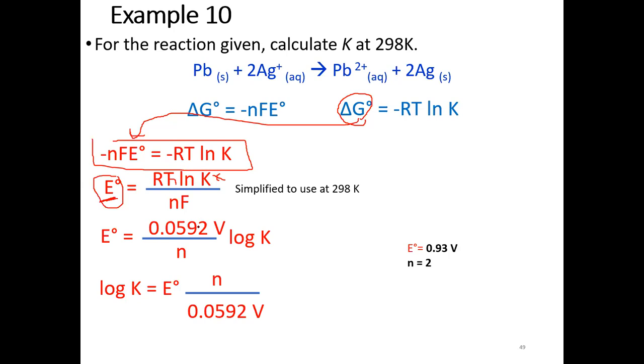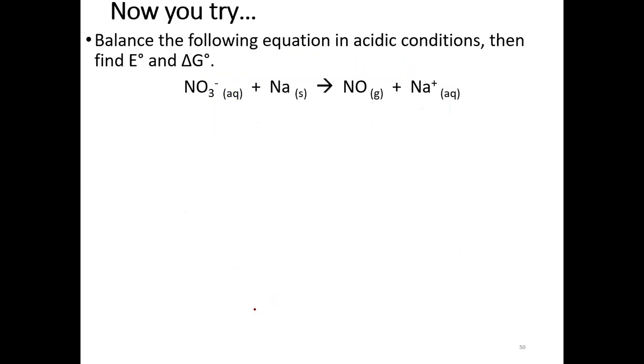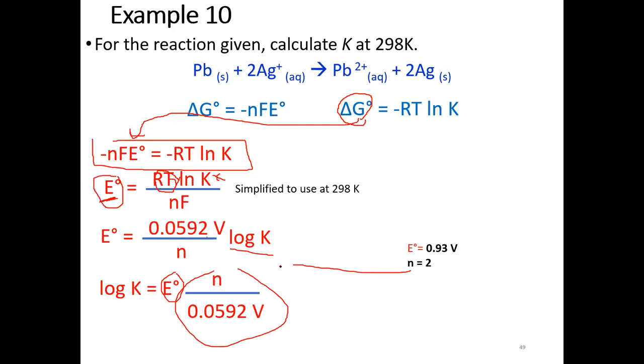And then eventually you're going to get this number 0.0592 over n. Okay, and then you're going to take this log k and bring this stuff on the side, so that's going to go upside down, and then log k is equal to this E value times n over 0.0592 volts. So your n is 2, that you're going to plug into it. Then your E cell is going to be this, which is 0.93.